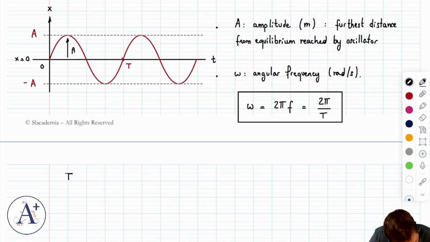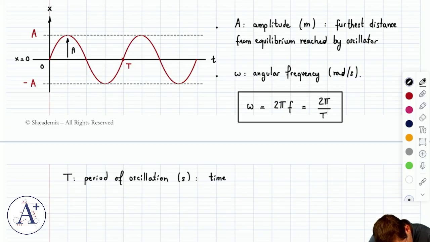So T is the period of oscillation. It is going to be in seconds. It is the time to complete one full oscillation.